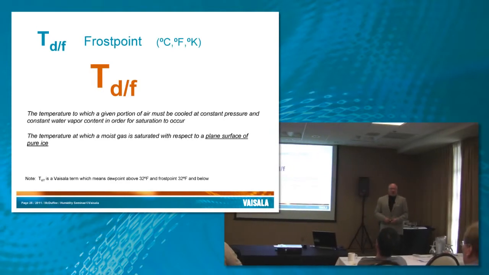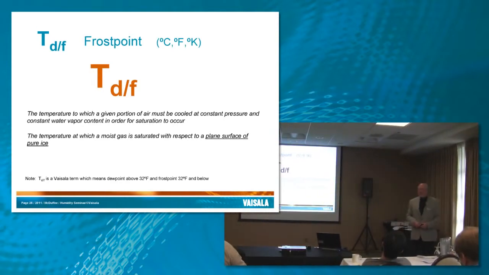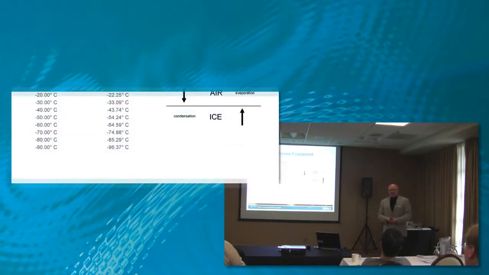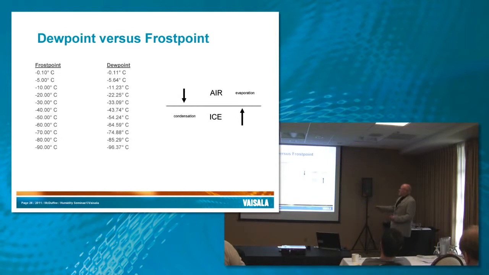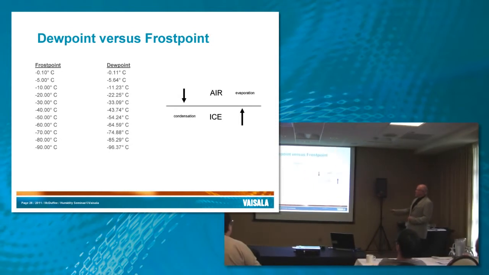Then we have this term called frost point. And frost point is, you don't hear it as much, but it is significant in some cases. So frost point is the temperature at which a moist gas is saturated with respect to a pure surface of pure ice. And it's because the partial pressures are a little bit different over water than they are over ice. So if you're below 32 degrees F, you're going to have a difference between a true dew point and a frost point because of that difference. If you look at it on a table, you can see that the drier you get, or the lower the dew point, the bigger the difference between frost point and dew point.